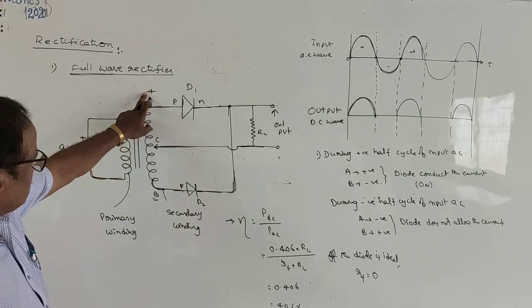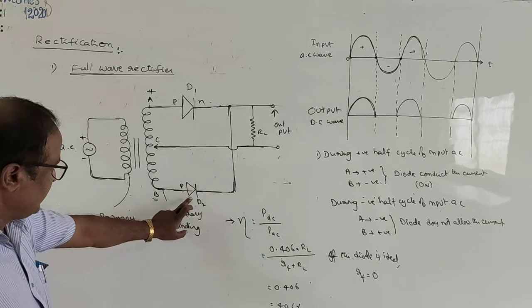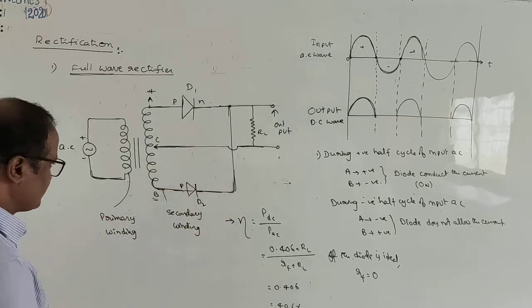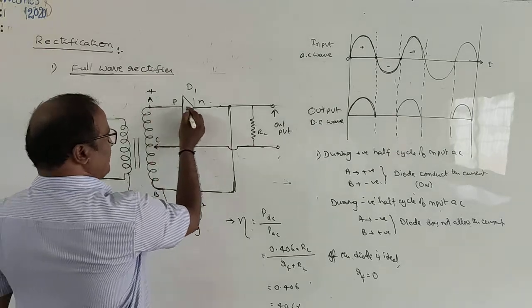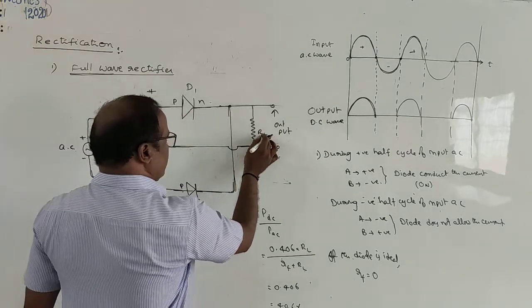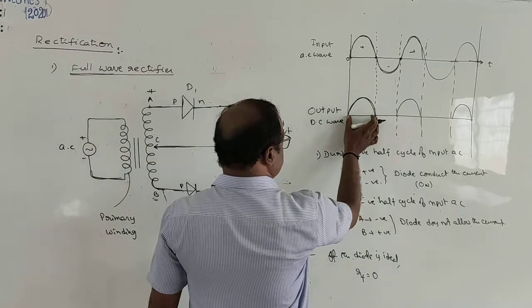P is connected to positive, so D1 is in forward bias. D2 is connected to negative, which means it is in reverse bias. It does not conduct. Only the current through the forward biased diode flows, and the output is taken across the load. Okay, output is taken like this.